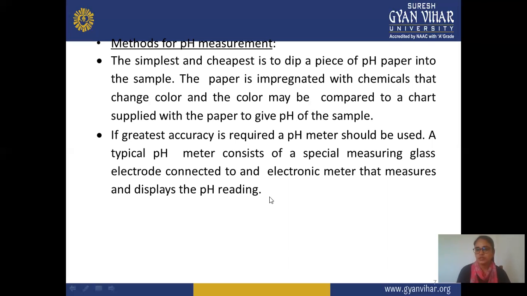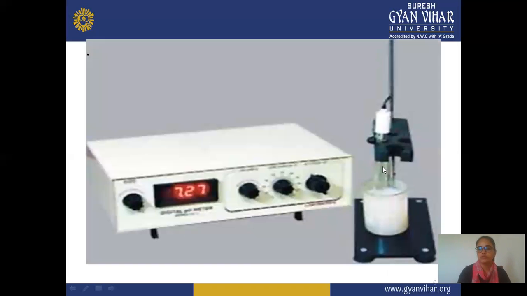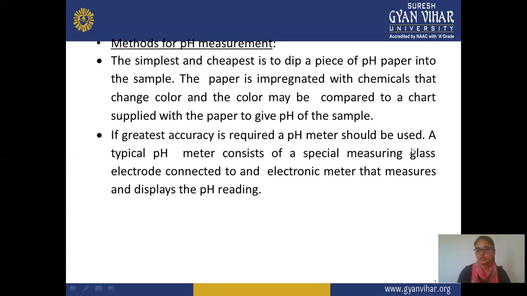A typical pH meter consists of a spherical measuring glass electrode, which we saw in the previous slide and diagram. There is one glass electrode, and you dip your syrup or formulation in this glass electrode. For greatest accuracy, a typical pH meter consists of a spherical measuring glass electrode connected to an electronic meter that measures and displays the pH reading. It means you dip the glass electrode in your formulation, and the reading, the particular pH of your formulation, is recorded in the electronic meter because it is connected to it, and the meter displays exactly how much the pH of your formulation is.